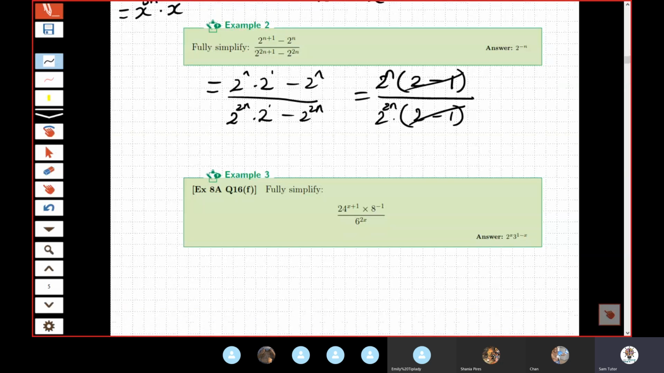All right, now what do we do? Bases are the same. What do we do to the indices if you're dividing? Subtract. So n minus 2n is obviously negative n. And you're done.